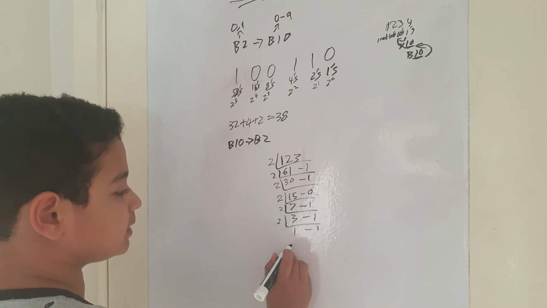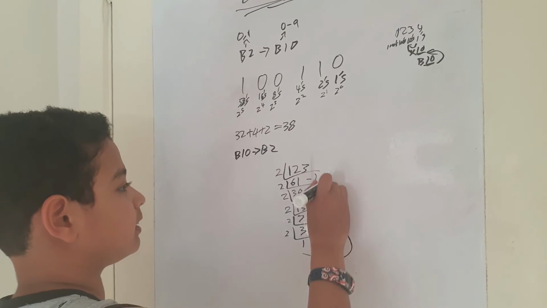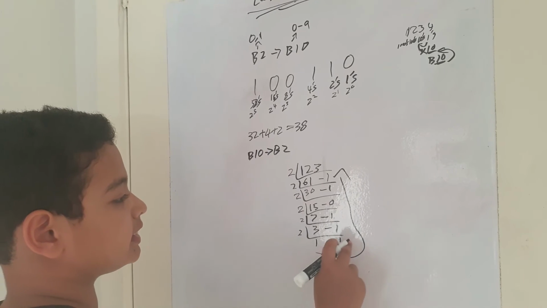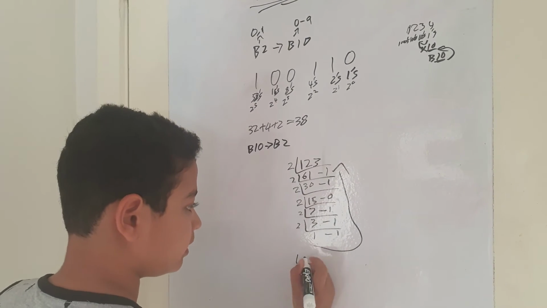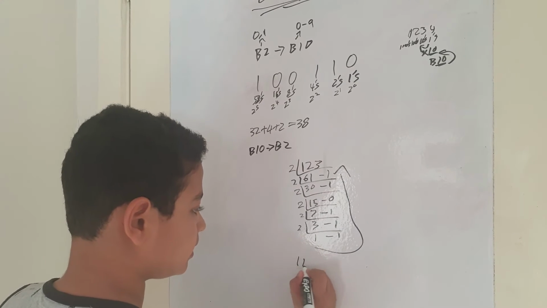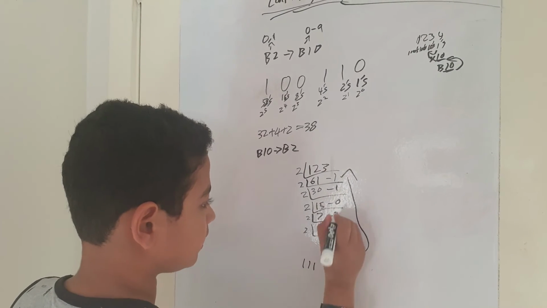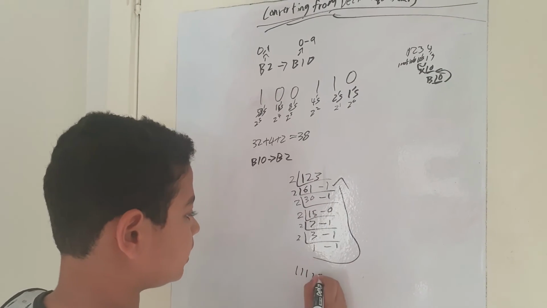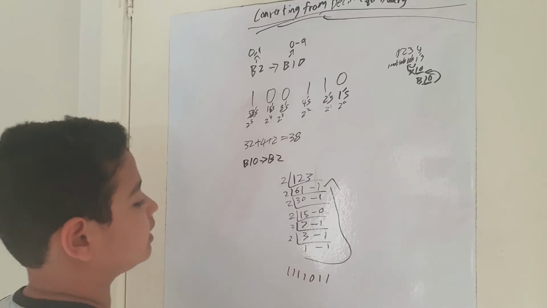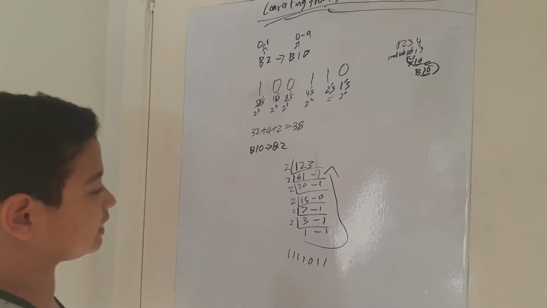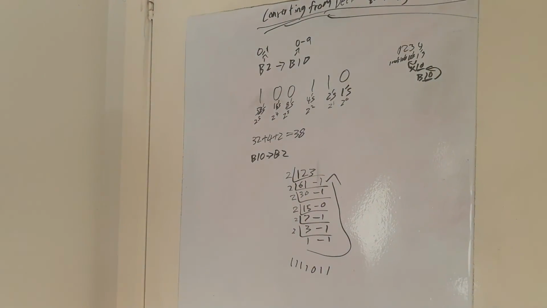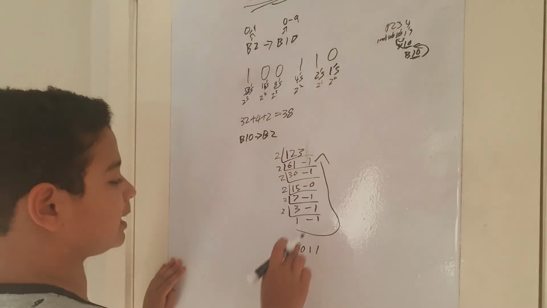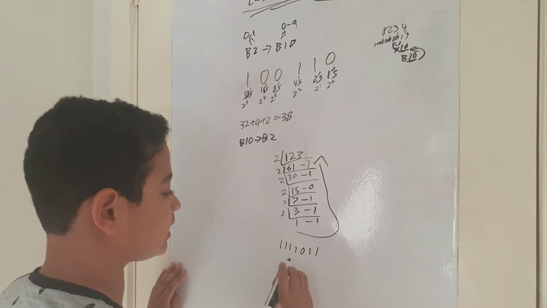Now I'm going to draw this little arrow here. You have to write down the digits in order, going that way. So you get 1, 1, and then this one, and then this one, and then this one, and then a 0, and then 2 ones. Okay, so that is the number in binary. So 1 2 3 in binary is that. And if you want, let's just convert it back.